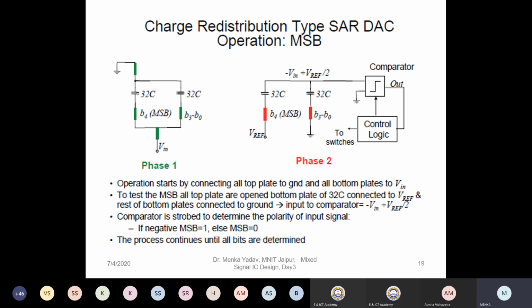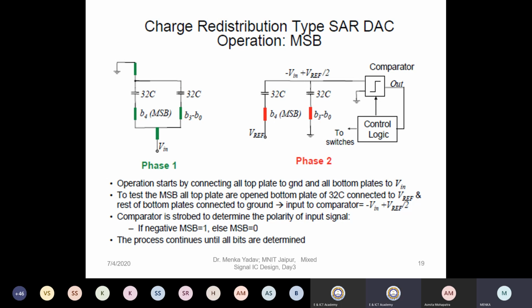The algorithm I have given on slides number 15, 16. So C becomes 0 if V in is lesser than V reference by 2, and if V in is greater than V reference by 2, it becomes 1, correct? So the comparator is used to determine the polarity of the input signal. If negative, MSB is 1, otherwise MSB becomes 0, right?